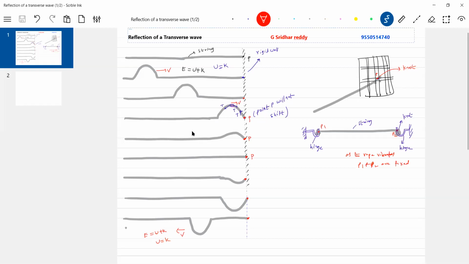And what will happen to the shape of the pulse? It will get inverted. So why will it get inverted? There's a primary question a student should ask here: why will the pulse get inverted in this way? So I'll put it once again. Now, as there's a rigid wall, point P is rigid. Let me indicate point P.